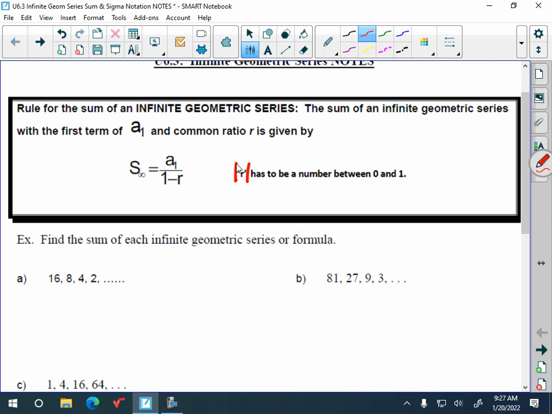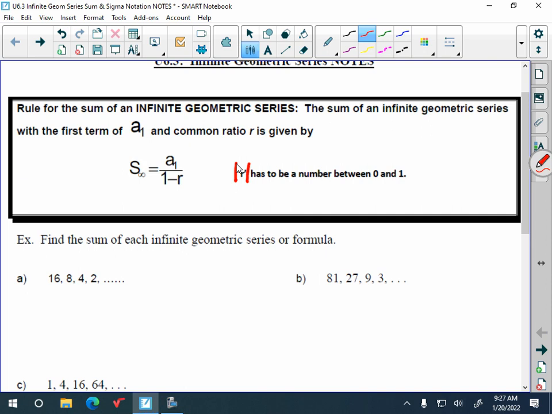The absolute value of r has to be between 0 and 1. So it has to be a fraction. It can be positive or it can be negative, but it has to be something between 0 and 1. It can't be 0 and it can't be 1 though. All right, so positive a half is okay. Negative a half is okay, because the absolute value of negative a half is positive a half, and that's between 0 and 1. Right? So it could be positive or negative. It just has to be between 0 and 1 if you take the absolute value of it.